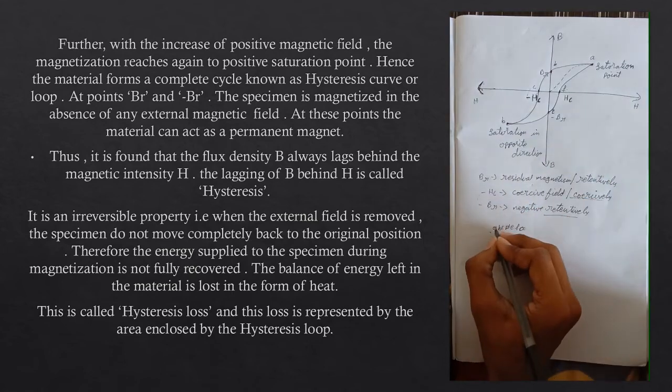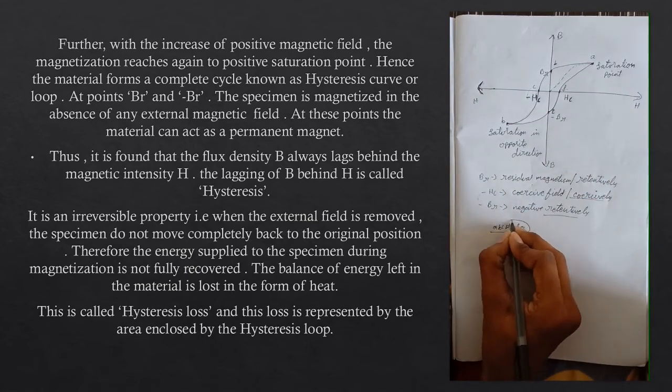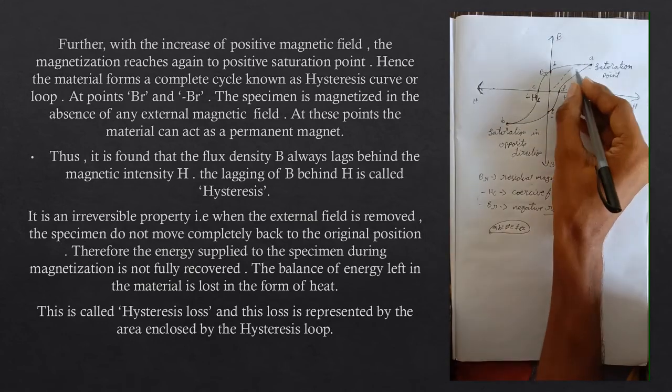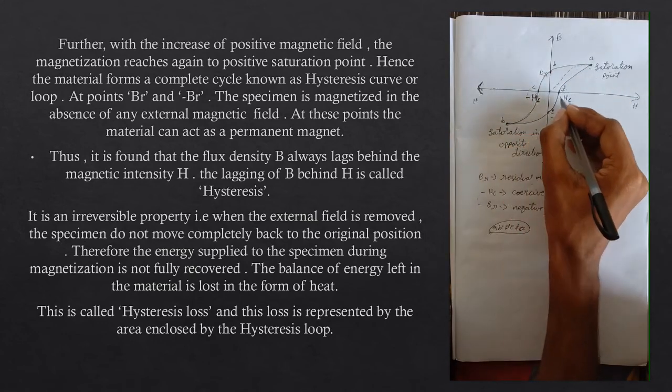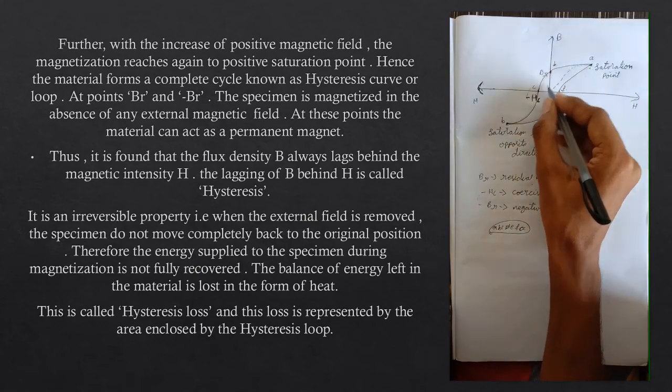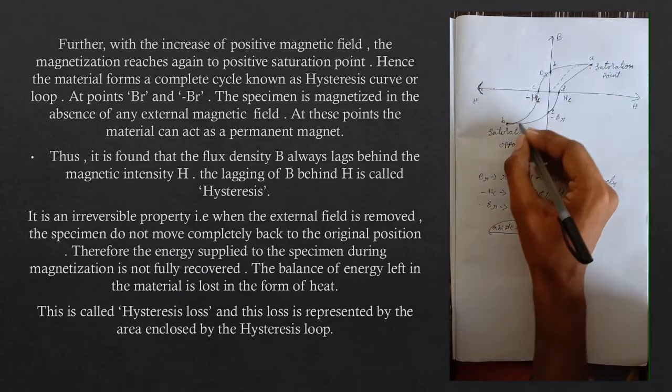I'm sorry, this is the loop A, B, C, D, E, F, and again A, which creates the closed path or closed loop.